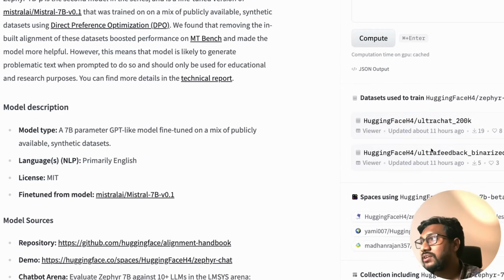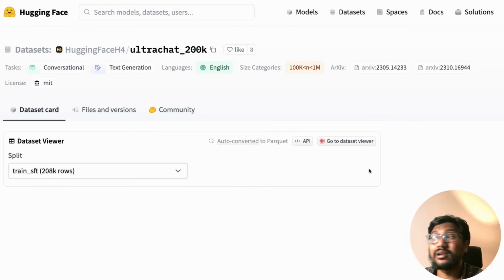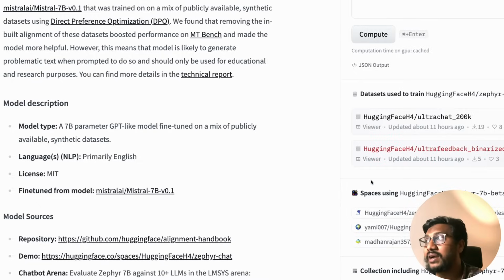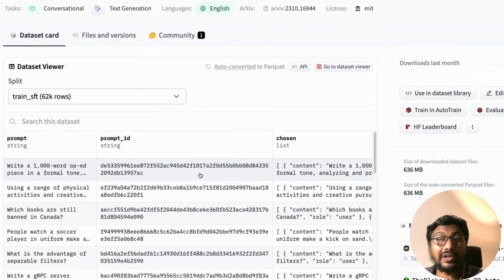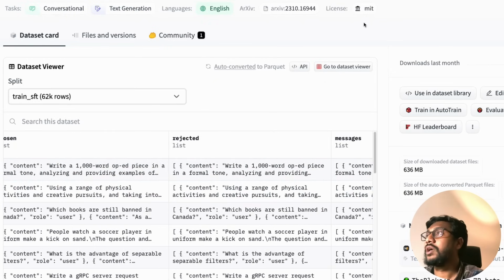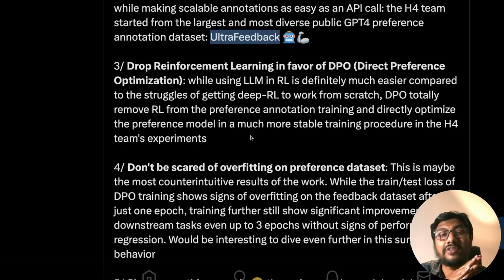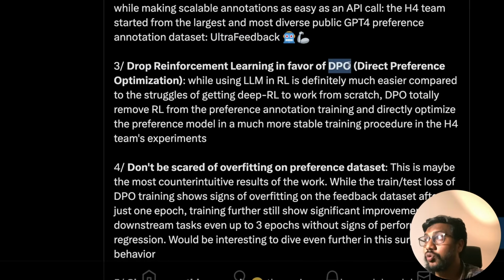The datasets that they have used are called UltraChat and UltraFeedback, and you can go see what a prompt is and what kind of responses it has been given. So that is the second reason. And the third reason is replacing reinforcement learning from human feedback in favor of DPO, direct preference optimization. Not only does it help in scale, but it also gives a more stable training procedure.